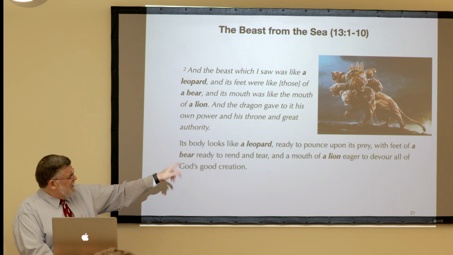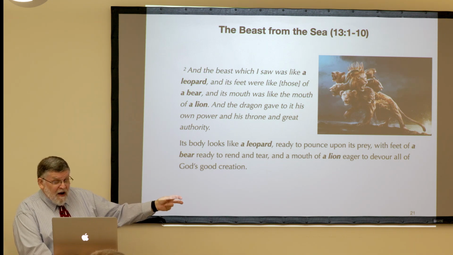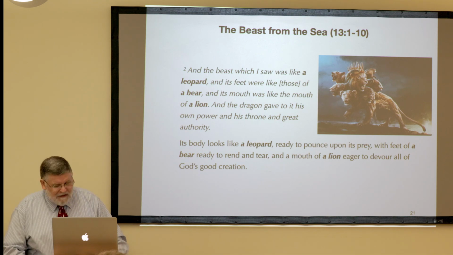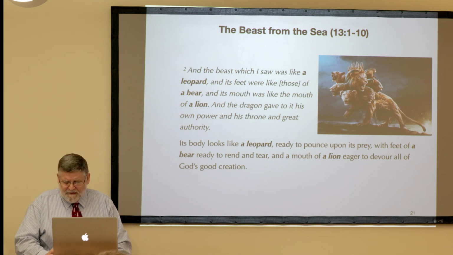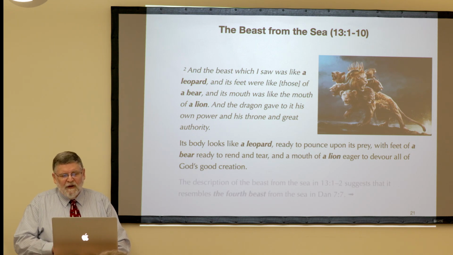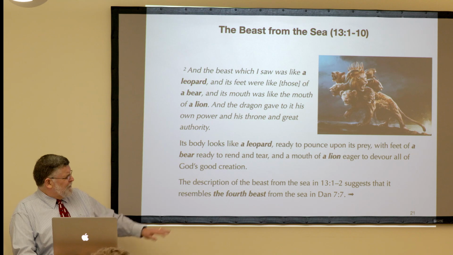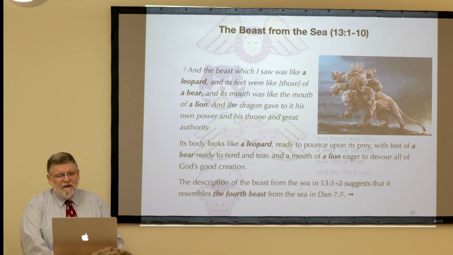And so the leopard's pouncing on its prey, rending and tearing, that's what the feet of the bear could be. The mouth of the lion, oh, I don't know. How do lions, they kind of rip and just devour? Well, not a good thing either. It's very similar to the fourth beast in Daniel 7 from that set of pictures.